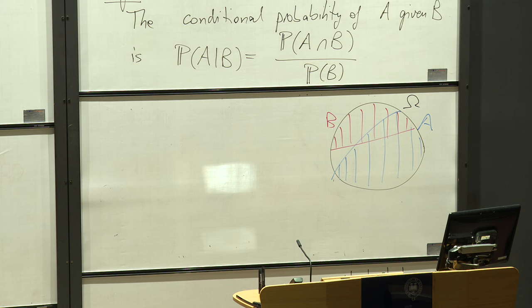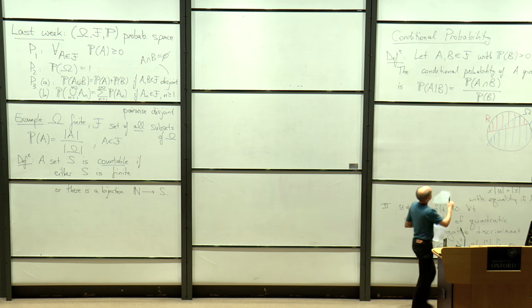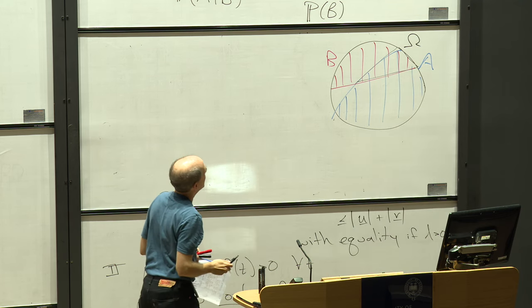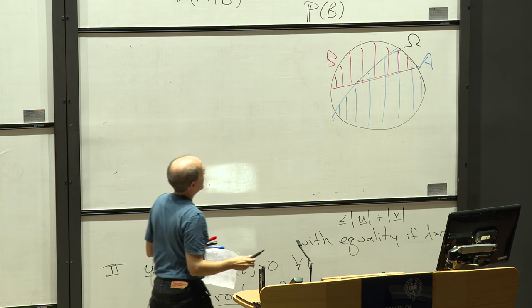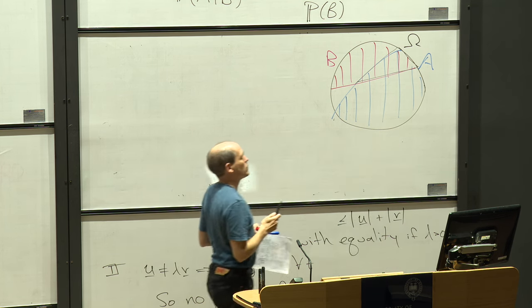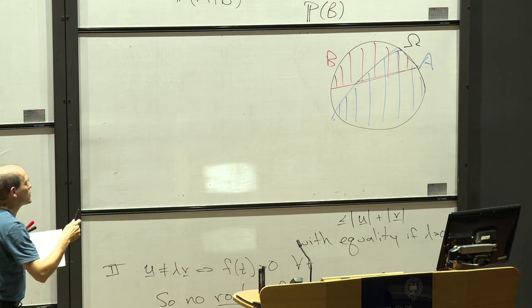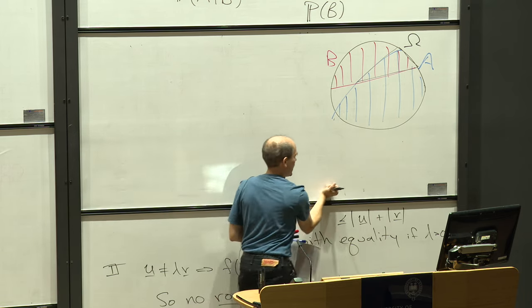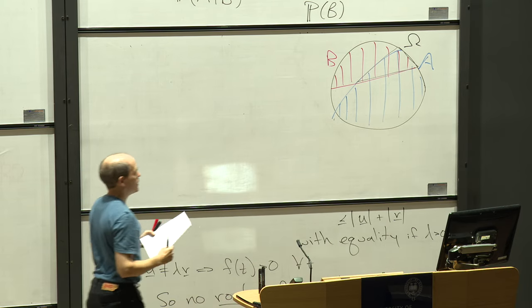Right? If you know that the actual outcome you are going to observe is somewhere in B, then all of a sudden A looks less likely because it has a smaller proportion of area, which is what I'm using here to represent probability. And then what we've defined is we've said, let's look at how the probability of the intersection of A and B relates to the probability of the event B that we suppose we have observed. So that is, for now, a definition, but we will see that it does what is useful to us in answering certain questions.